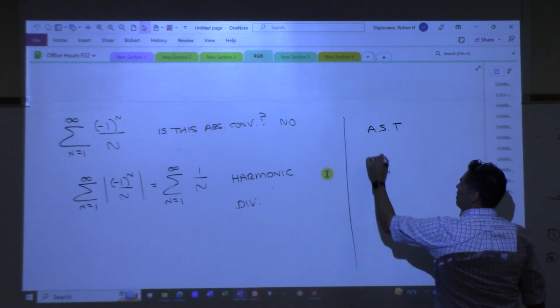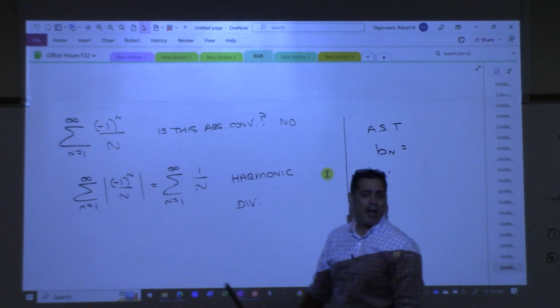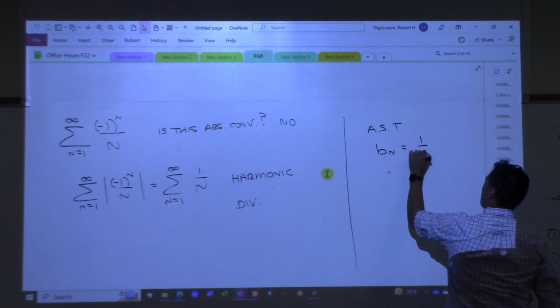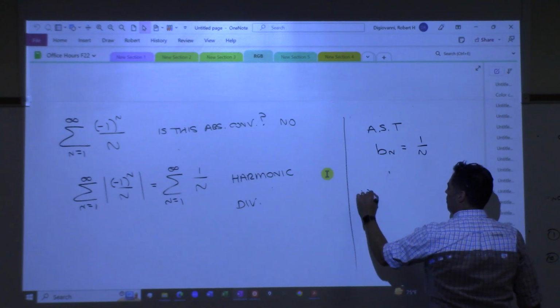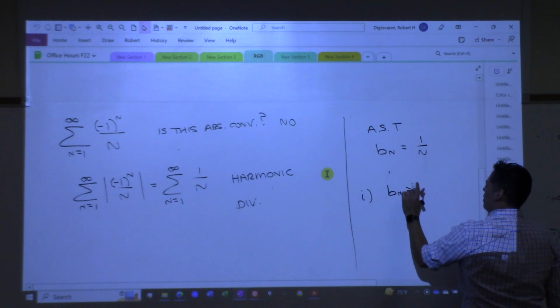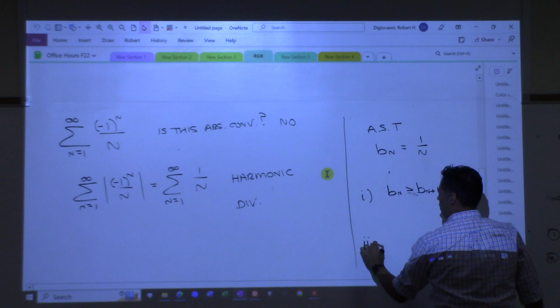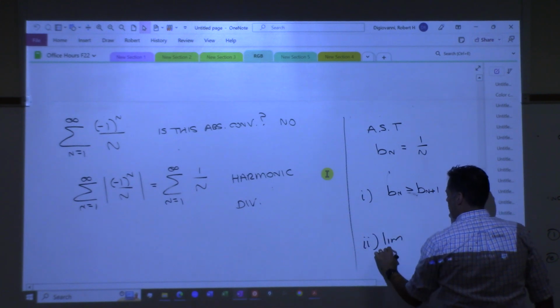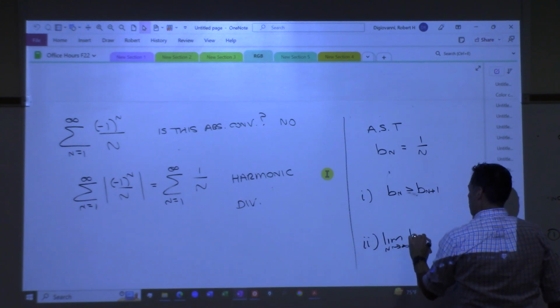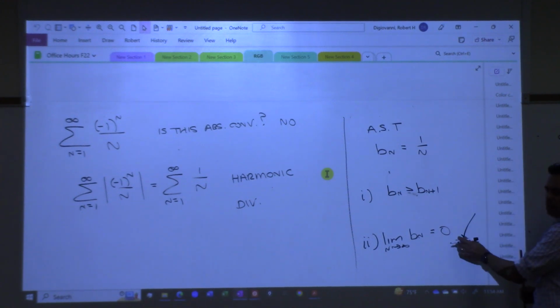So what is the b sub n for us in the problem? If I separate the negative 1 to the n away, what do I have? 1 over n. What are the two things I have to show? Decreasing, right? I need to show that this is decreasing and that the limit equals 0. That's what I have to show, right? Let's do this one. What's the limit of that as n goes to infinity? 0. So I don't need to work. Is that okay? Yeah. That is true, right?